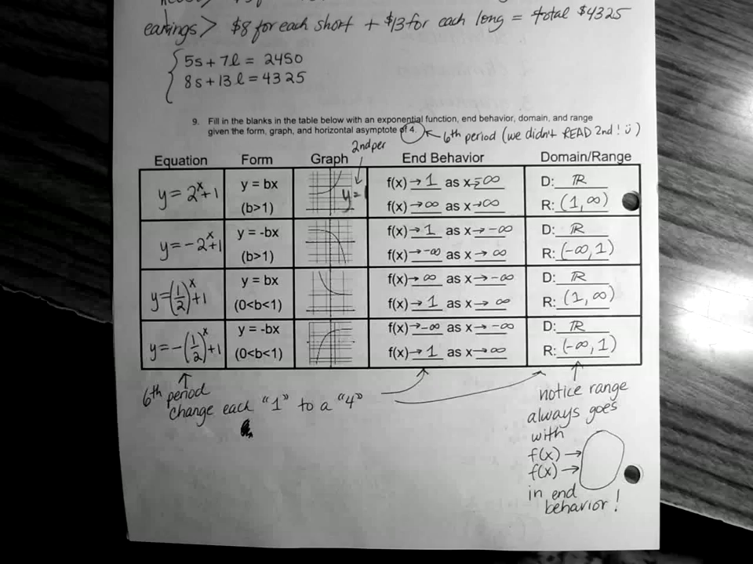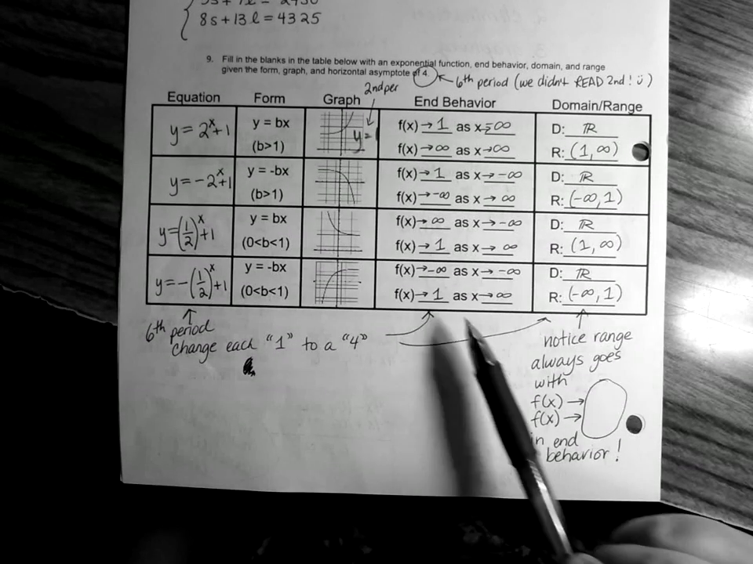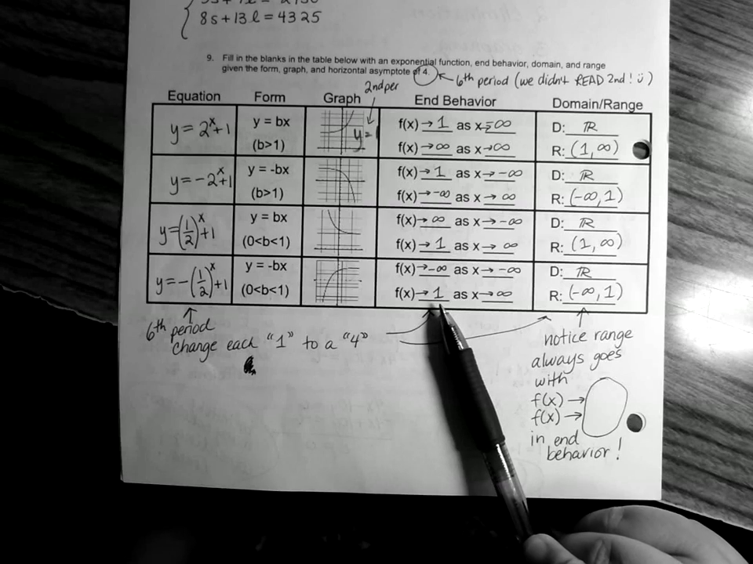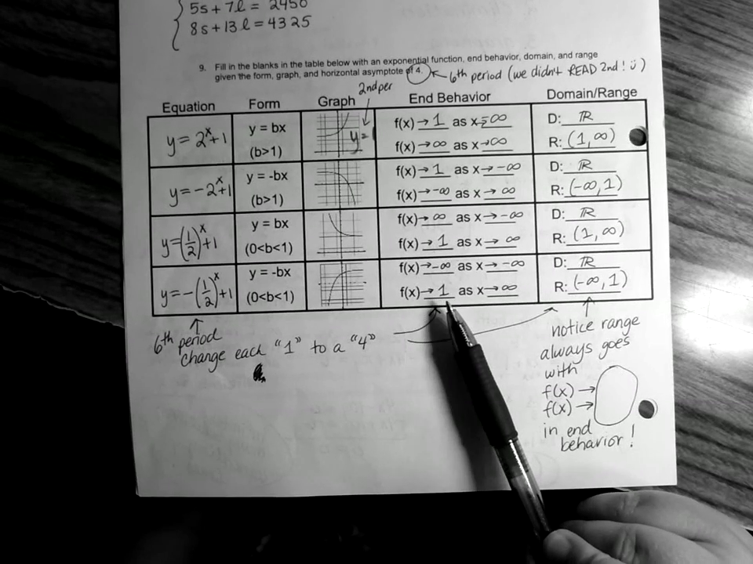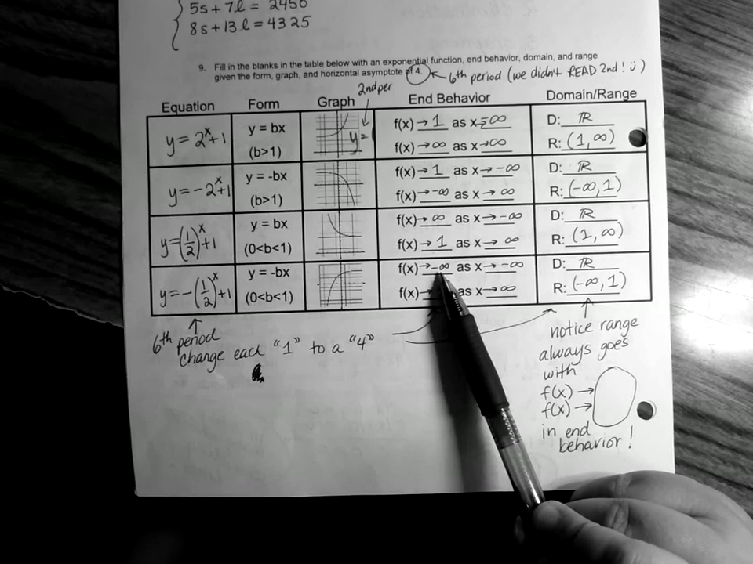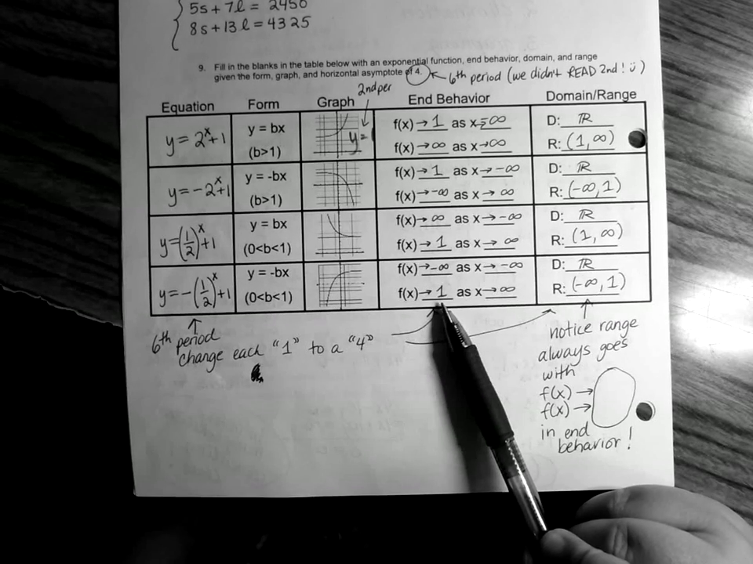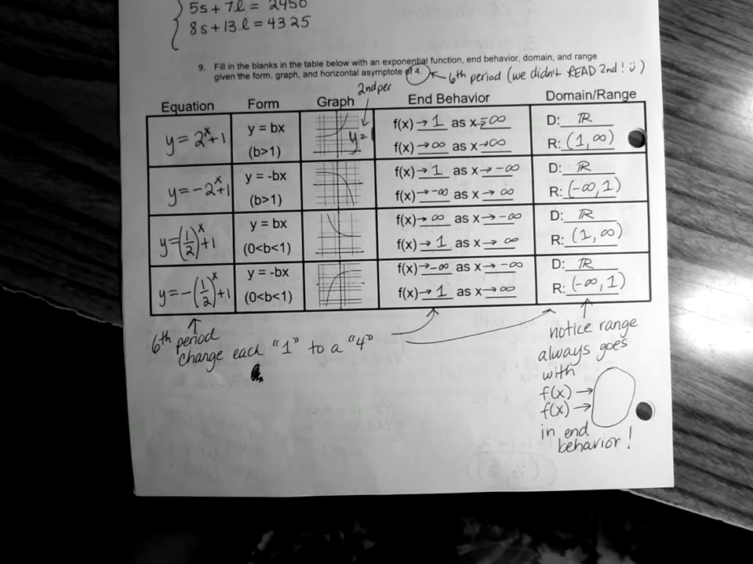Again, notice that your range always comes from what f of x is approaching. Range goes with the y values, and f of x is another way of saying y. So if f of x is approaching negative infinity on one end and positive 1 on the other, that means my y values range from negative infinity to 1. And that is all.